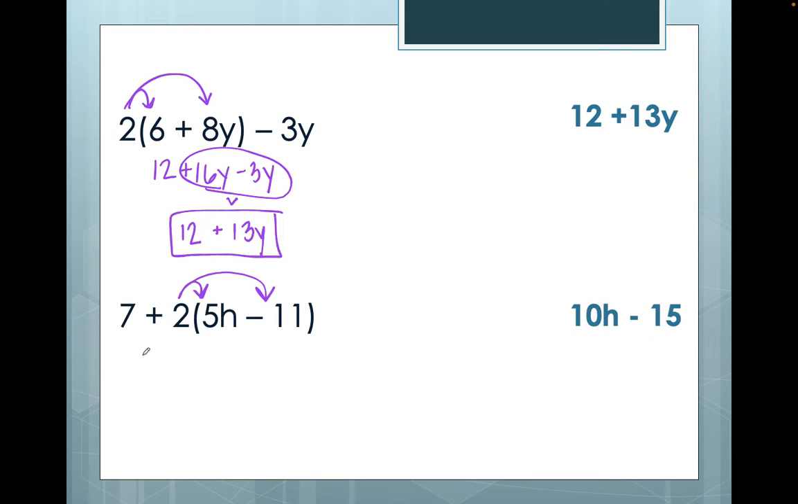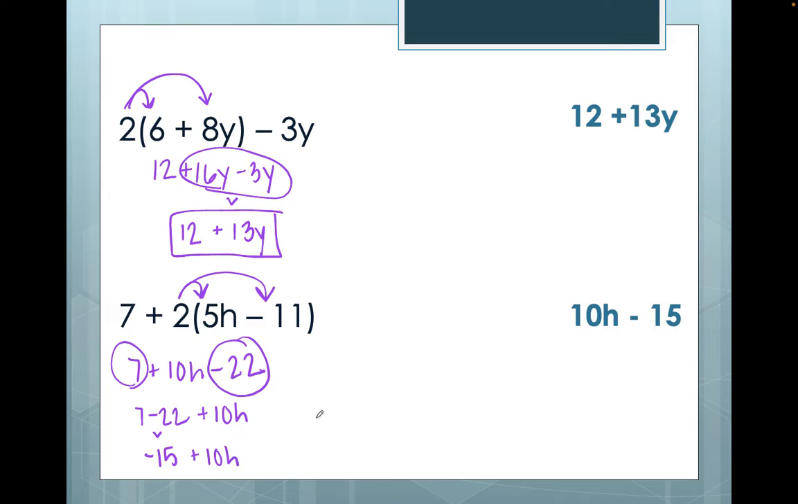you would get a 7 plus 10h minus 22. And since our like terms here are the 7 and the minus 22, we are going to subtract 22 from 7, which gives us a negative 15 plus 10h. So you can write it as 10h minus 15, or you can write it as negative 15 plus 10h as well.